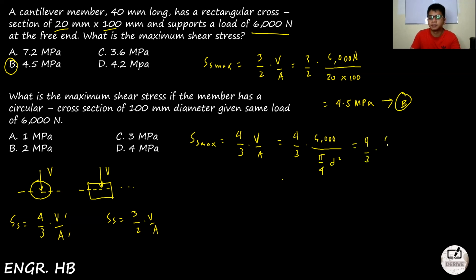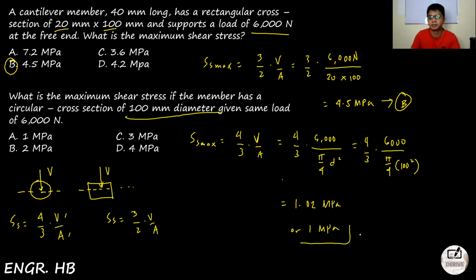So that will become 4/3 times 6,000 divided by pi/4 D squared. So that was 100, as is stated here. So this will be a direct sub. So that was 6,000 divided by 0.25 pi times 100 squared times 4/3. So that will become 1.02 megapascal. Or pwede natin sabing 1 megapascal na lang.